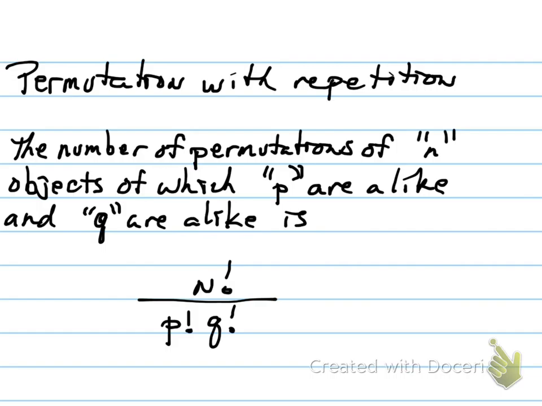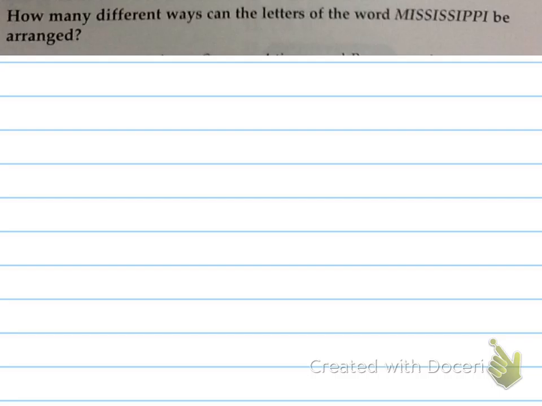Here's an example. How many different ways can the letters of the word Mississippi be arranged? So what we're going to do is on top, we're going to take the total number of letters, which is 11, and we're going to divide that by the twinsies. The letters that occur more than once. If there are no letters that occur more than once, you just have 11 factorial.